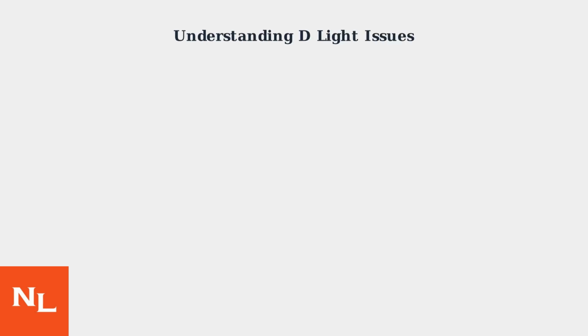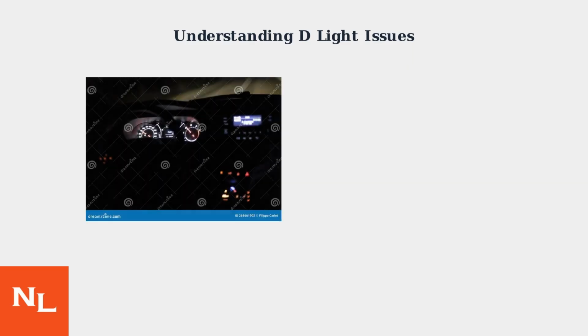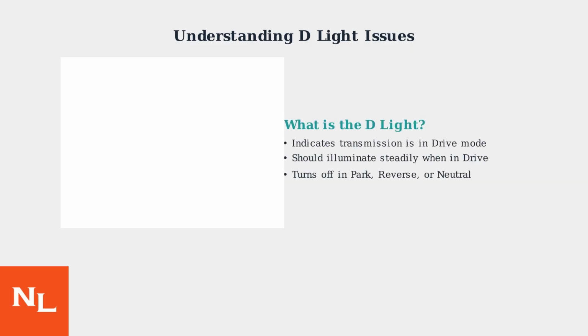The D-light on your dashboard is a critical indicator of your transmission's status. Understanding what it means and how to diagnose problems can save you time and money. The D-light indicates your transmission is in drive mode.